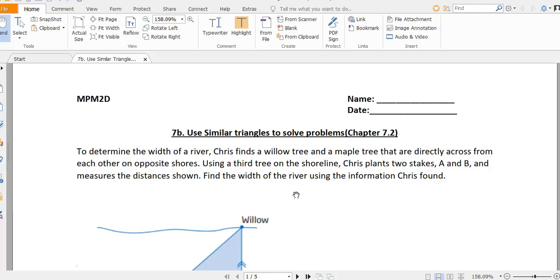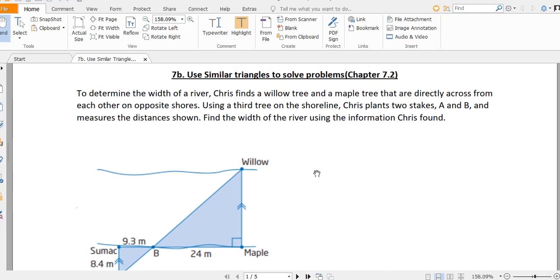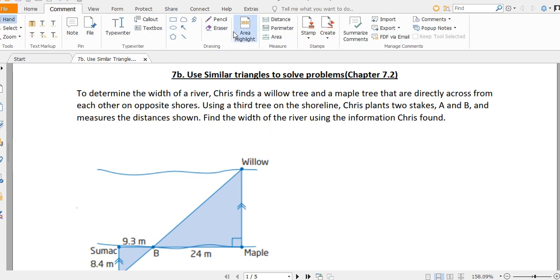Hey everybody, welcome to 7b, chapter 7.2. Okay, so here we are going to use what we learned last lesson in terms of similar triangles, and we're going to solve these similar triangles. Okay, so let's take a look at the first example.